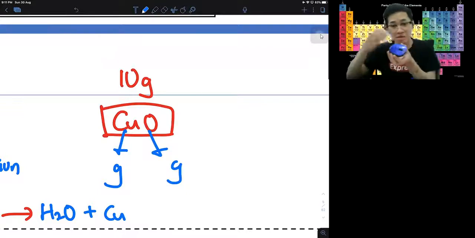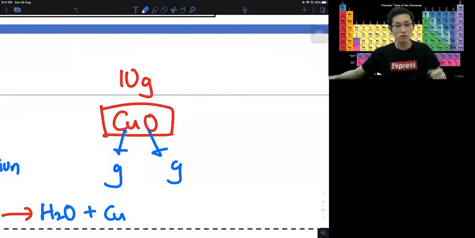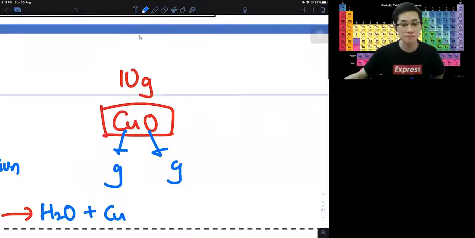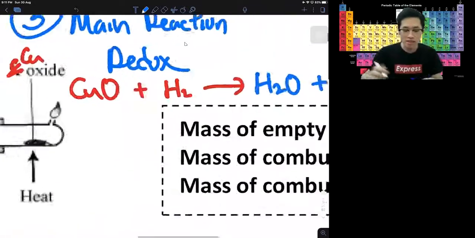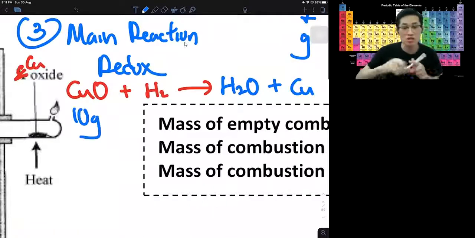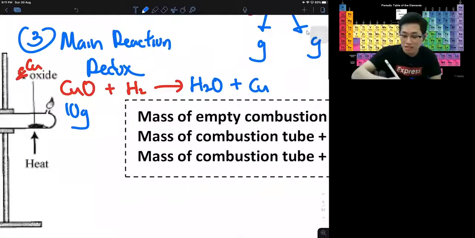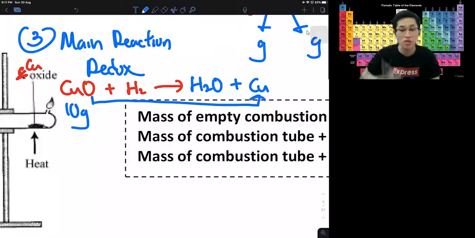You can't just remove all the copper like that. So you have to let it undergo a reaction. And the reaction here is a redox reaction. So what happened is, let's say you have 10 grams of CuO. The 10 grams of CuO, when it reacted with hydrogen, turns into Cu. CuO to Cu, it loses oxygen. So this is actually a reduction.